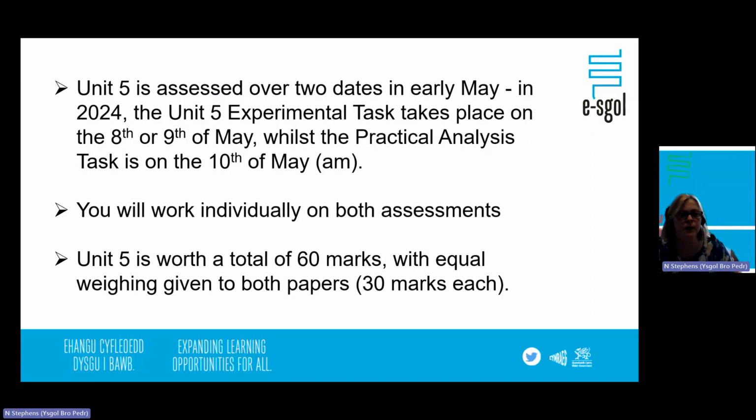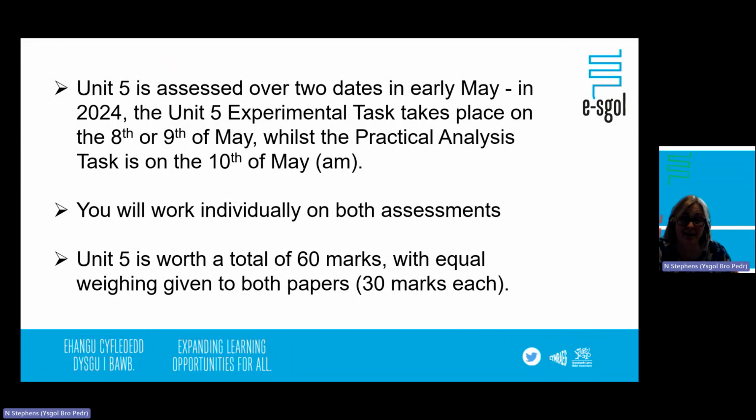I'm sure you're already familiar with it, but if not, you are likely facing your first Unit 5 experimental task, the actual real practical, as my pupils would call it. That takes place this year on the 8th, or if you're in a large centre, it might overflow into the 9th of May. And then the practical analysis, the written practical paper, will take place on the morning of the 10th of May this year.